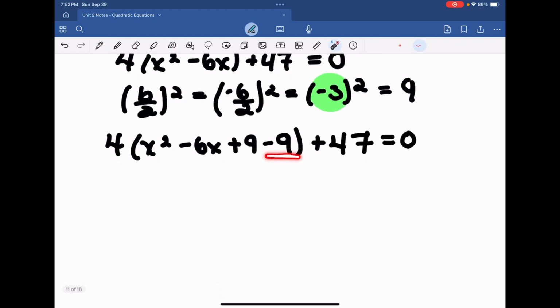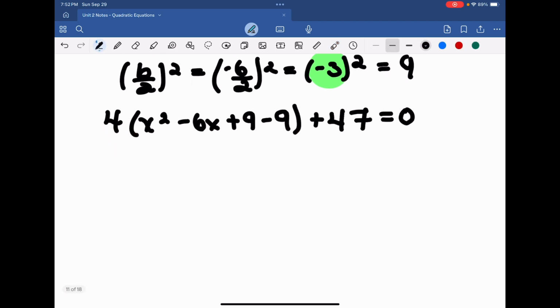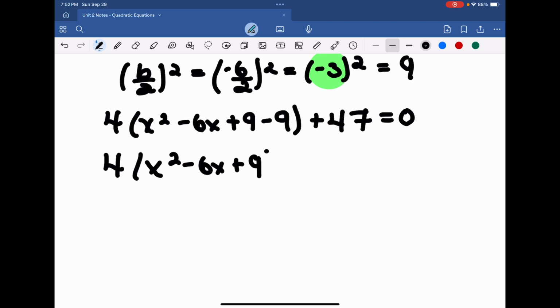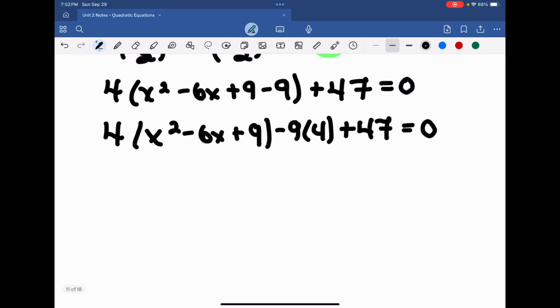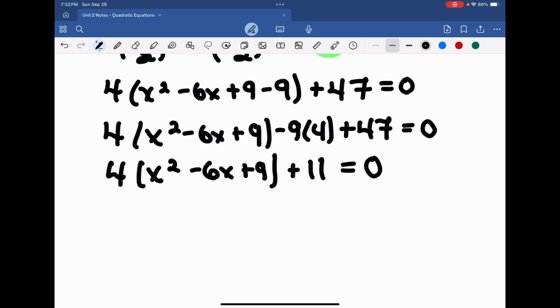Now, to move this negative 9 outside, we got to multiply it by the 4 out here. So when I do that, it's going to be 4 times x squared minus 6x plus 9, leaving that trinomial, minus 9 times 4, because we got to multiply it by the coefficient of this bracketed term, plus 47 is equal to 0. And then on the outside, 9 times 4 gives us negative 36. Negative 36 plus the 47 gives us positive 11, which is equal to 0.